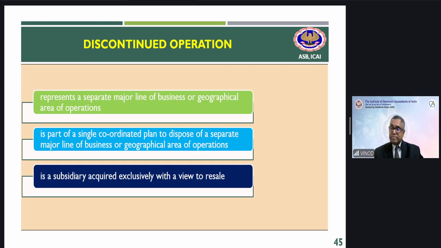Same thing, vice versa. Some things may be a discontinuing operation, but not held for sale. Example, abandonment. I ran away from a war-torn country. I abandoned my asset. Abandonment is not held for sale, depreciation continues. But abandonment is a discontinuing operation because I cannot operate there. So this is how we have to understand. Very, very important to note this so that the errors can be prevented.